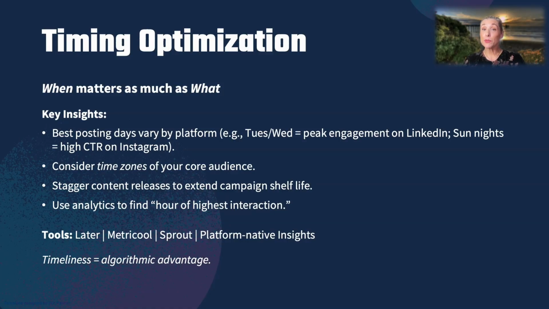Audience consideration. You must consider the time zones of your core audience. Digital marketing professionals for pharmaceutical companies, for instance, use market research to inform strategies like posting ads for specific age groups when they're likely to access platforms. Tools like Later, Metricool, or Sprout, in addition to platform-native insights, can help find the hour of highest interaction. Extending shelf life. Content releases should be staggered to extend the campaign's shelf life. This ensures content is constantly rotating and maximizing reach, especially considering that content on Instagram typically sees its fate decided within the first 48 hours, while TikTok content may stay in circulation and resurface later.